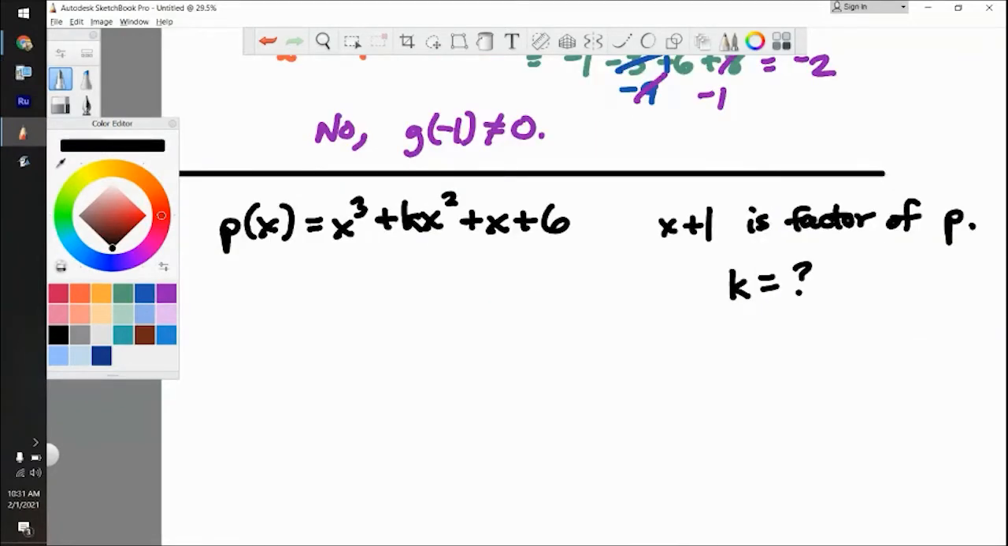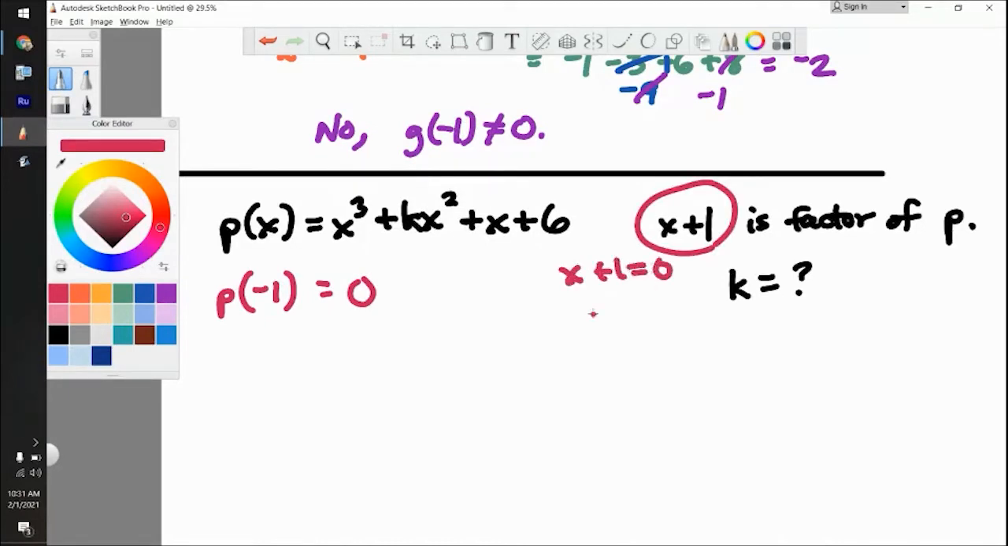I feel like we should do this one together. Is anyone going to be against that? x plus 1 is a factor of p. That means p of what is equal to 0? What do I need to put as my input for x where this is going to be equal to 0, if x plus 1 is a factor? -1, thank you. Remember, it's got to be the opposite. You do x plus 1 is equal to 0, you solve x is equal to -1, so you throw the -1 in there. So it's almost like the opposite of what's there.